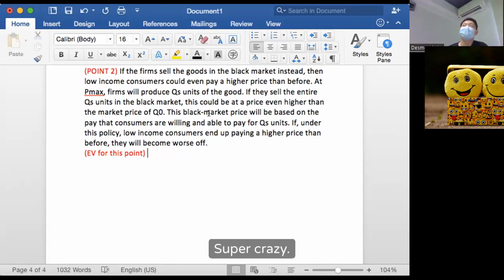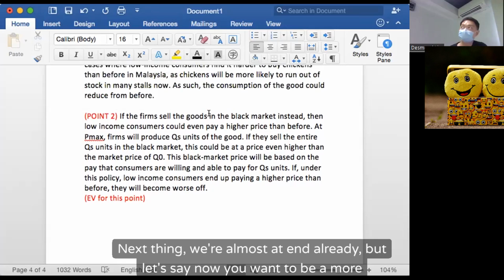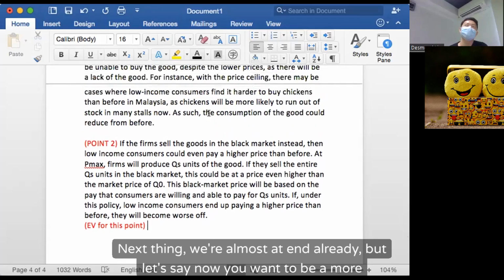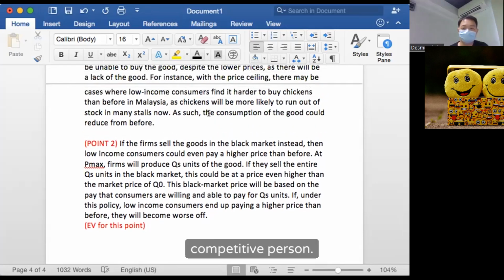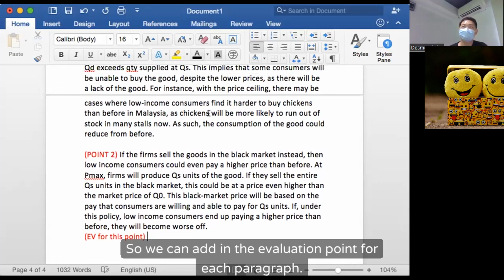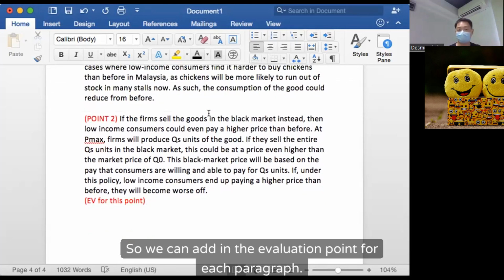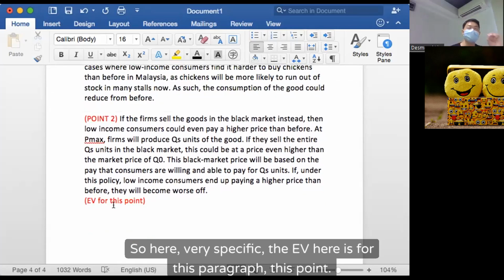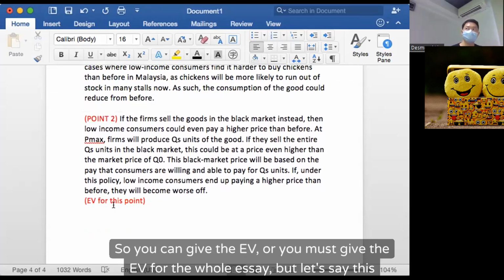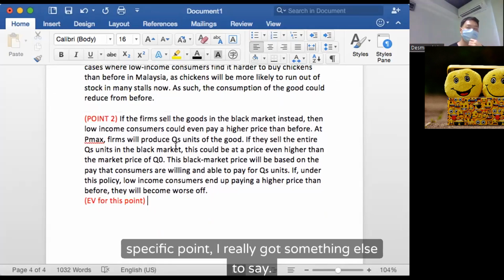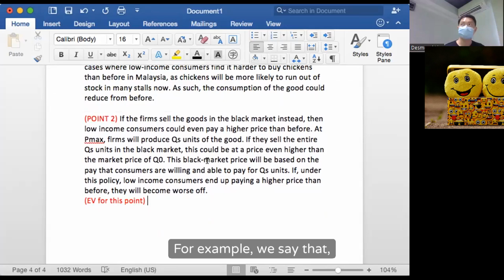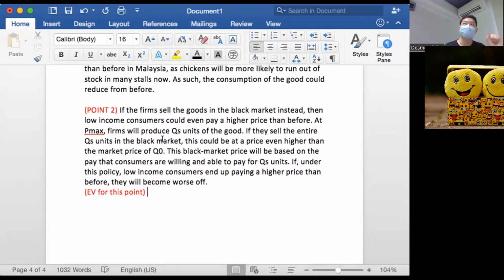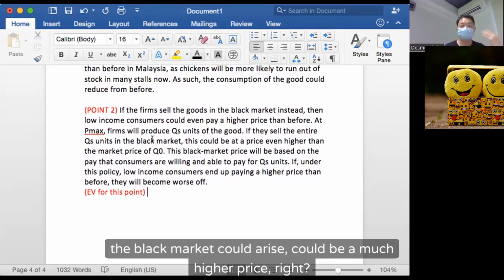Super crazy. Next thing, we're almost at the end already. But let's say now you want to be a more competitive person. We can add in an evaluation point for each paragraph. Here, very specific, the EV is for this paragraph, this point. You can give the EV, or you must give the EV, for the whole essay. But for this specific point, if I really have something else to say, for example, we say that the black market could arise, it could be a much higher price, right?